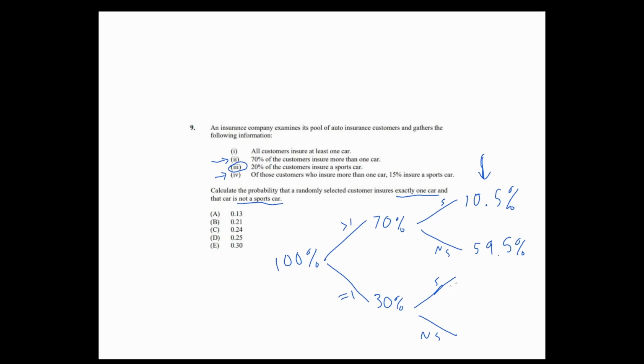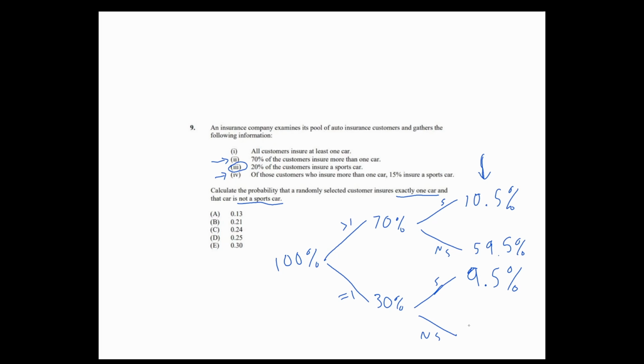If you want to think about it this way, just imagine there are 100 people in the population, and we just found out that 10.5 people have a sports car and also insure more than one car. Now we know that 9.5 people insure only one car and happen to also insure a sports car. It's a lot of thinking in terms of how the question is worded, but once you get used to seeing questions like this, it's actually not too bad.